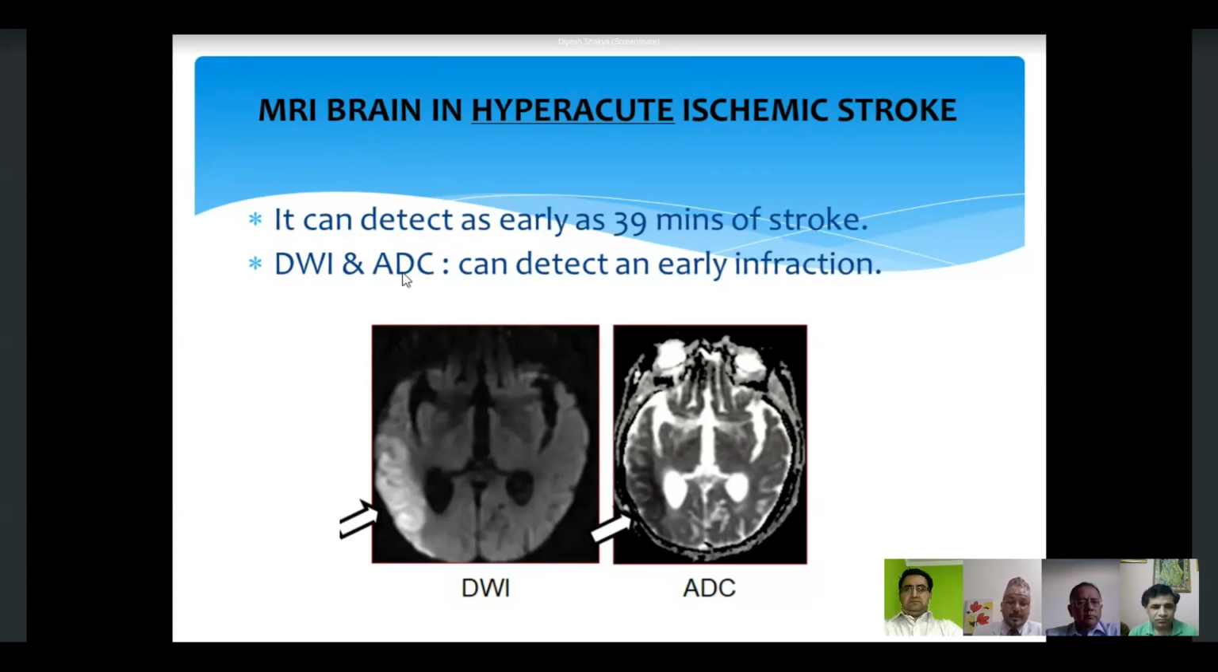DWI and ADC sequences can detect an early infarction. This is a DWI where you can see the hyperintense lesion, and in the corresponding ADC there is a black lesion. It can catch a stroke as early as 39 minutes.